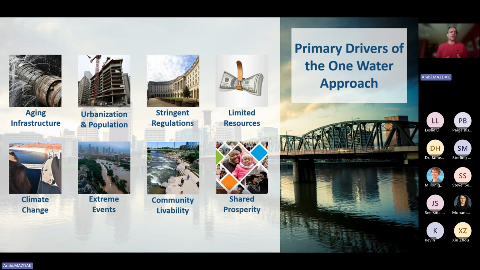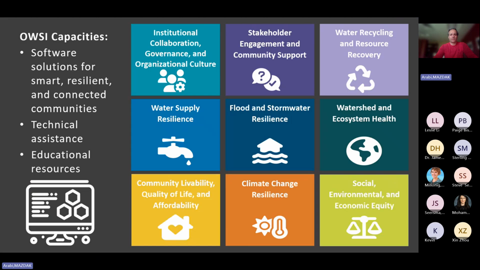Also, we are learning, or communities have learned, that water is embedded in almost every aspect of urban and regional planning and influences livability of our communities. And therefore, more and more communities are thinking about improving community livability in the way water systems are managed, and also shared prosperity, so that different economic sectors and social groups can benefit from our water systems.